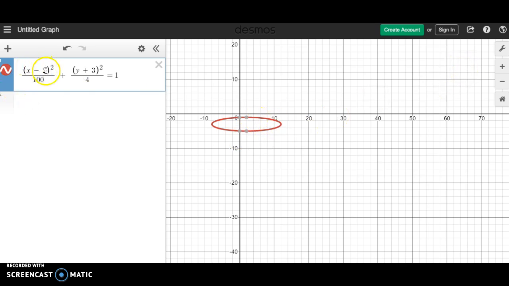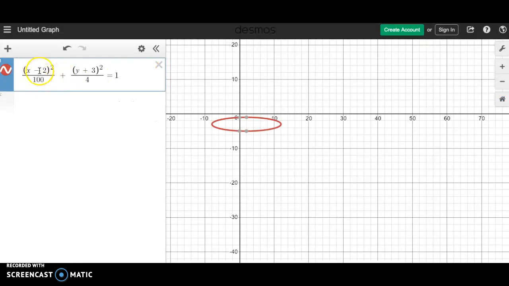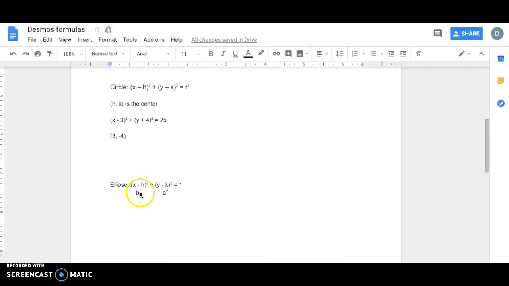But notice, the center is going to be at 2, -3, because going back to the formula, we've got negatives here, so you want to change the sign. So your x, for this ellipse, is at 2, and your y is at -3, and we can look here at Desmos and see that that's the case. And notice the major axis is 100, and the minor axis is 4. A very critical part of the equation of an ellipse is that the major and minor axes are squared.